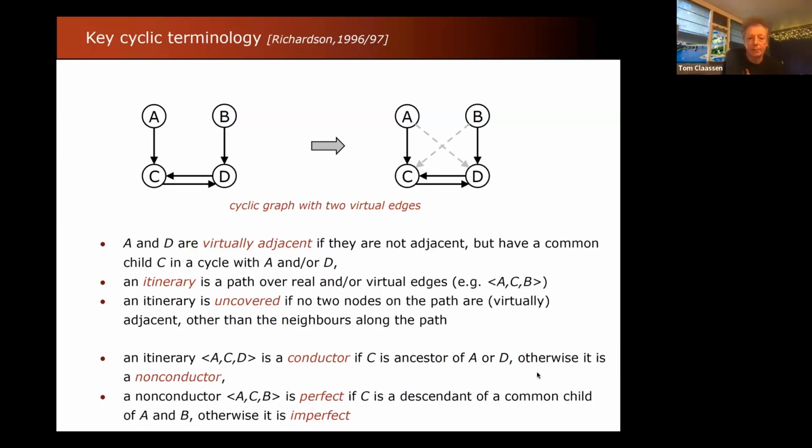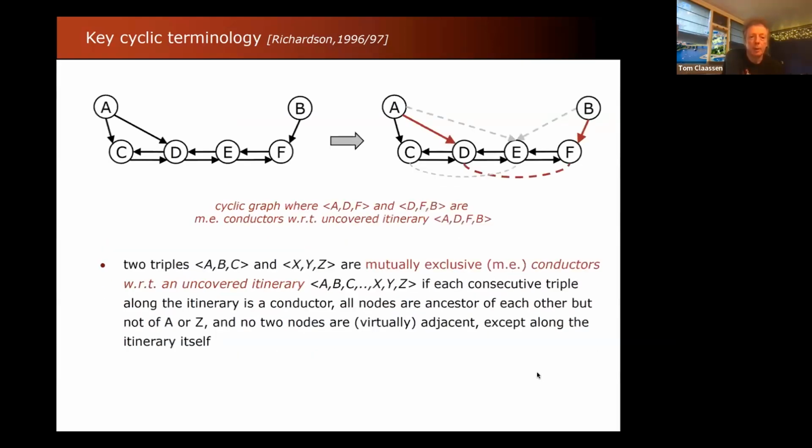It's known as perfect if C is the descendant of a common child of A or B. Otherwise, it is imperfect. And it's these imperfect non-conductors that really start to make a difference. So perfect non-conductors, those are real V structures. Okay, next slide, please. So then the big one, this is really where I struggled over the years to get some intuition.